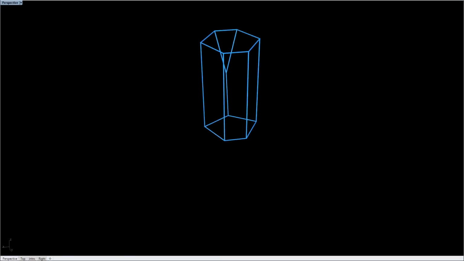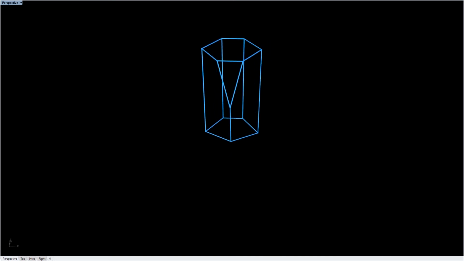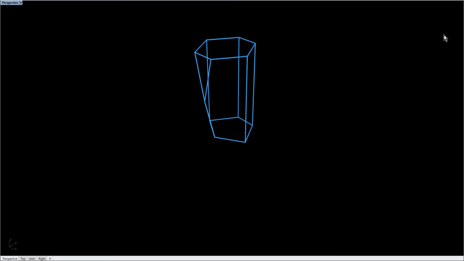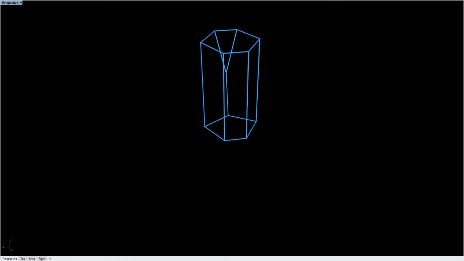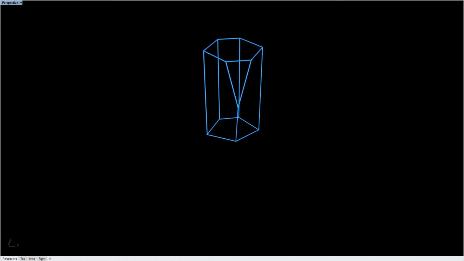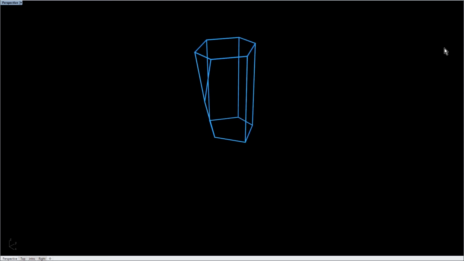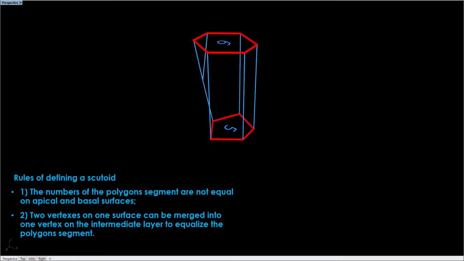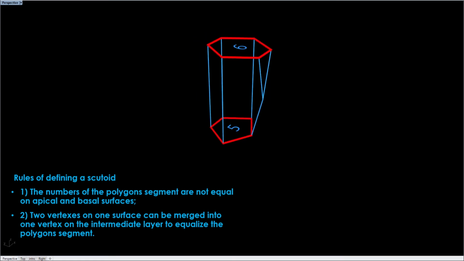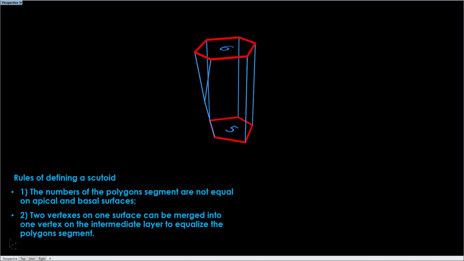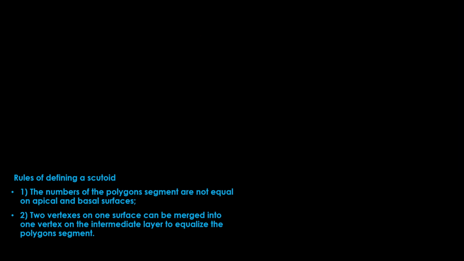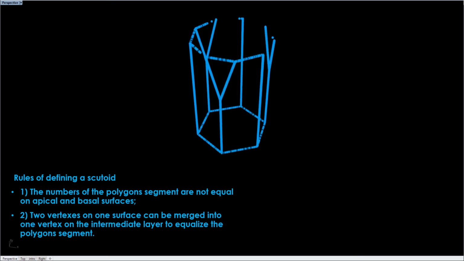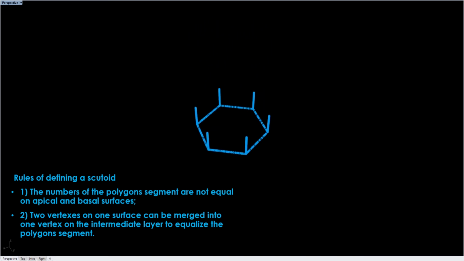After reviewing related papers and establishing the parametric model for a single scutoid-shaped cell, we realized that the identification of scutoid shape should not be limited to the original definition, beyond the feature of transition volume from a pentagon to a hexagon. The number of polygon segments at the basal and apical surfaces of a prismatoid is an essential factor that determines the scutoid. We define 2 conditions that are required for prismatoid-like geometry to be recognized as scutoid. First, the numbers of the polygon segment are not equal on apical and basal surfaces. Second, 2 vertices on one surface can be merged into one vertex on the intermediate layer to equalize the polygon segment.